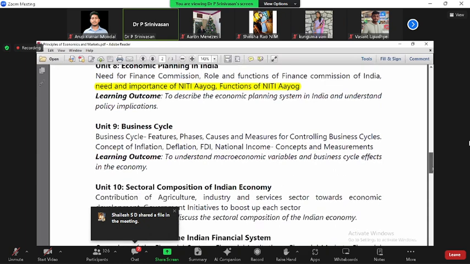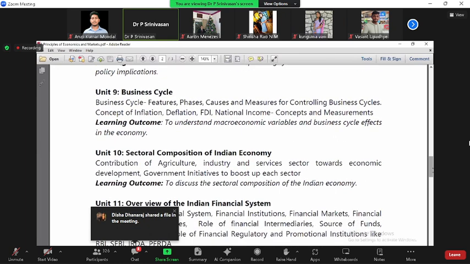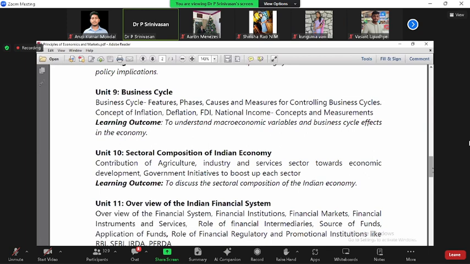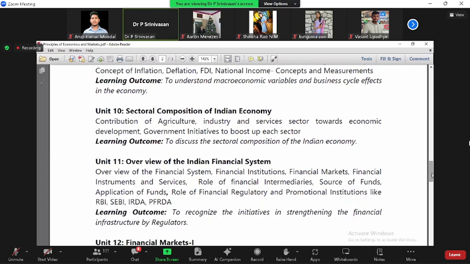And unit 9 is about the business cycle. It's a trade cycle, an activity related to the GDP. We'll discuss it, and I've also touched upon what national income is and what the methods of measuring national income are under unit 9. You'll get some idea. Then unit 10 is about the performance of different sectors. There are 3 sectors: agriculture, industry, and services. What is their performance and what are their contributions to the GDP? That we'll discuss.